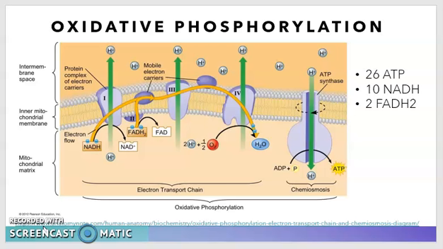And the electron transport chain is a series of proteins and organic molecules found in the inner membrane of the mitochondria. Electrons are passed from one member of the transport chain to another in a series of redox reactions. Energy released in these reactions is captured as a proton gradient, which is then used to make ATP in a process called chemiosmosis. Together, the electron transport chain and chemiosmosis make up oxidative phosphorylation. And we have 26 ATP, 10 NADH, and 2 FADH2 produced at the end of oxidative phosphorylation.